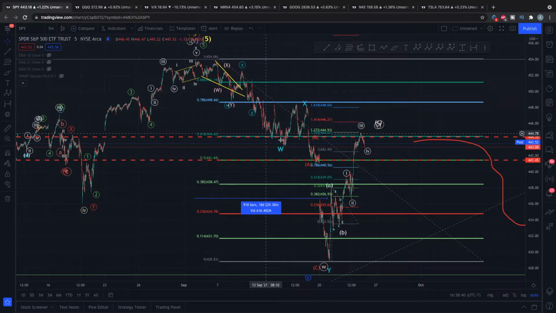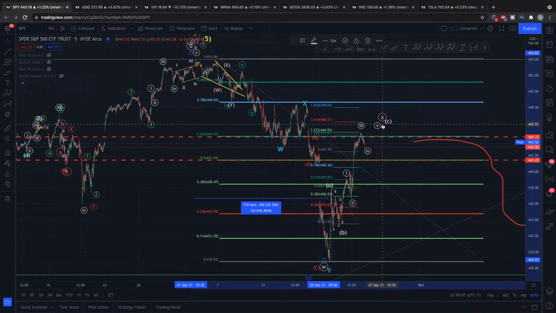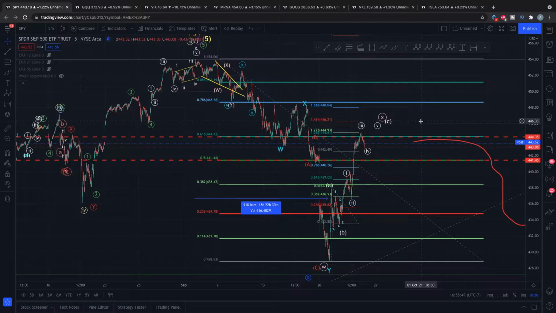This shows to me that we're in a WXY. And so this whole WXY forms your W wave. And now we're working on this X wave upwards, as you can see here. And because we've gotten this upwards push, we can actually subdivide this price action pretty clearly. So I'm going to zoom in on that right now.